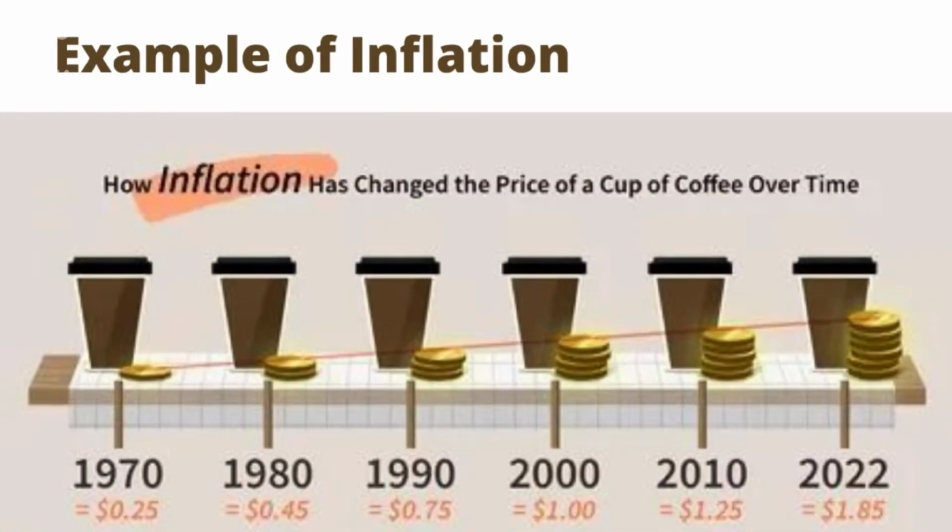Here is an example of inflation, how inflation has changed the price of a cup of coffee over time. From the example we can see that in 1970 it was $0.25. In 1990 it increased to $0.75, and finally in 2022 it came up to $1.85.